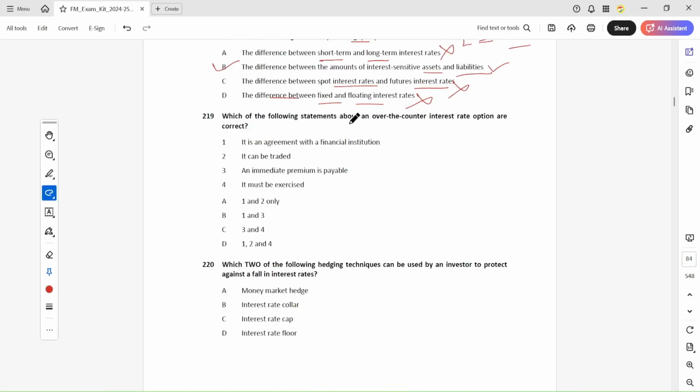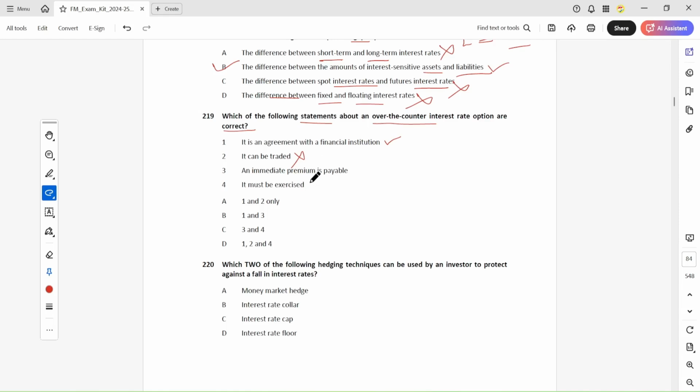Okay, which of the following statements about OTC are correct? It is an agreement with a financial institution. Yes, because OTC is between two parties and one is the financial institution. Okay, this is right. It is traded? No, OTC is not traded. An immediate premium is payable? Yes, in case of an option, we have to pay.